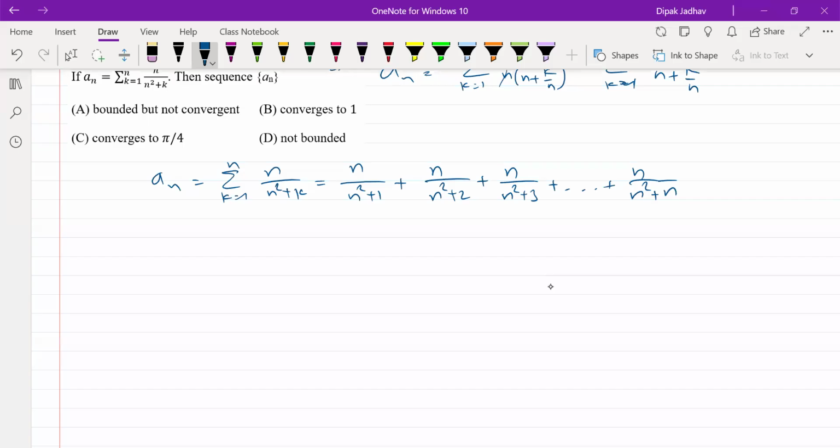Maybe we can get the answer by comparing terms to each other. For example, if you observe, the numerator is the same, that is n everywhere. The denominator keeps on changing. There are two terms in the denominator, n square plus 1 on the left extreme and n square plus n on the right extreme. And in between you have all terms like n square plus k. So what kind of relation can I have between these three terms for k varying between 1 to n?